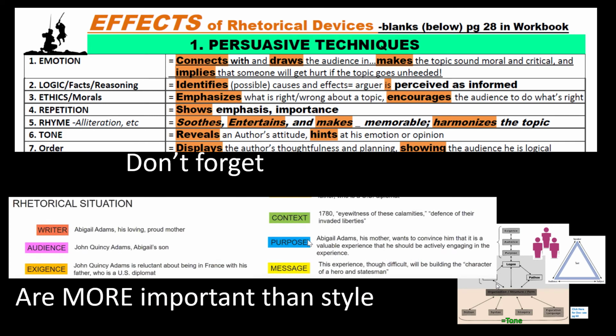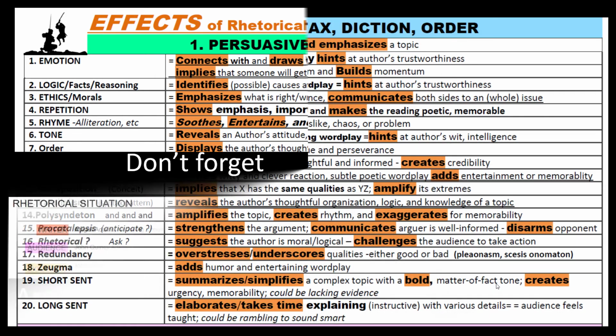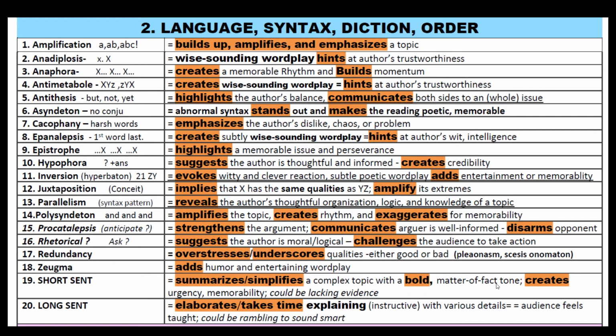Now, this is a cool slide where you guys can see how each of the different devices has different effects associated. Logic identifies, maybe ethics emphasize, maybe rhyme soothes, entertains, harmonizes, tone reveals or hints, order displays, shows, juxtaposition implies, ascendant stands out, antithesis highlights the author's balance, showing the opposite. Antimetabole creates wise-sounding wordplay. Anaphora creates a memorable rhythm and builds momentum. And those are just a few examples. Rhetorical question suggests the author is logical and challenges the audience to take action. So take a look at all these cool different effects.